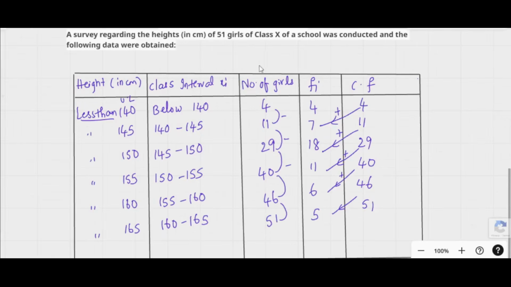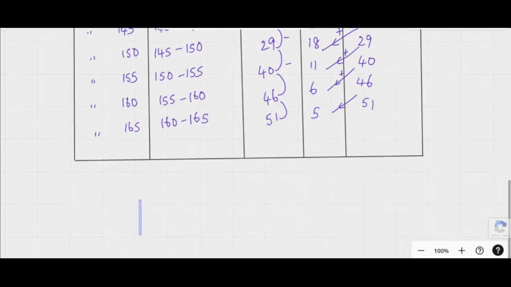Now the total number of observations they have given is n equals 51. Now let us solve for the median by the formula that we know. What is the median formula? The median is equal to L plus (n by 2 minus cumulative frequency) divided by frequency, into h. So first write down each term separately and then substitute all those values in the formula.